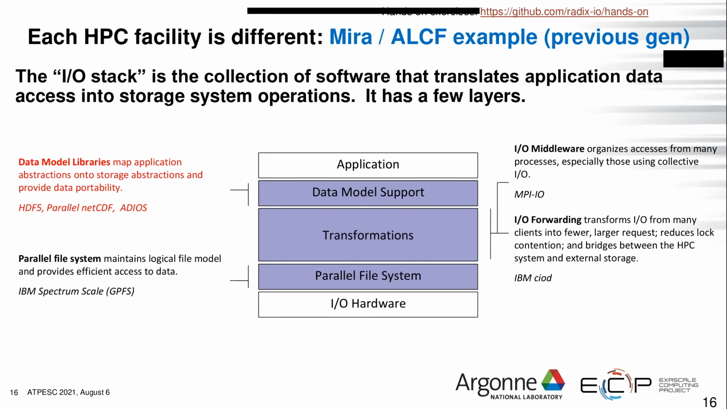So if you look at our previous generation system, this system doesn't exist anymore, but this was the Mira Blue Gene system that we used to have at Argonne. The high-level libraries were things like HDF5, Parallel netCDF, and ADIOS. The transformations were done by I/O middleware like MPI-IO, and an I/O forwarding system built by IBM called CIOD. And we had a parallel file system called Spectrum Scale. So that's what the stack looked like on that system.